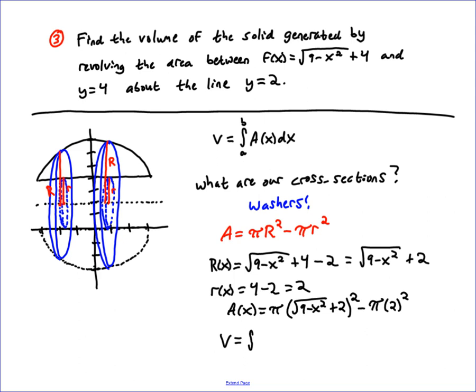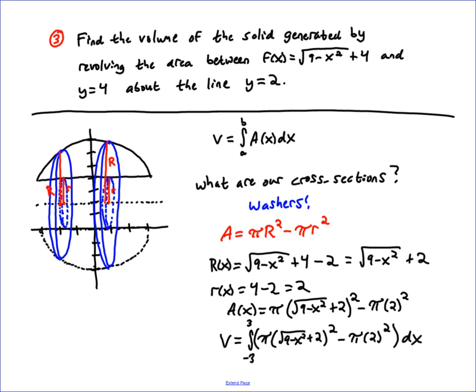It's going to be the integral, and again, we're dealing with the same sort of region here, this semicircle. So we're going to be going from -3 to +3 again. And you can see that pretty clearly by looking at the drawing that you make, or by looking at my drawing that I made. And then we just plug in our A of x value we just found: pi times the square root of 9 minus x squared plus 2, squared, minus pi times 2 squared. Go ahead and put that all in parentheses so that I can throw the dx out behind that.